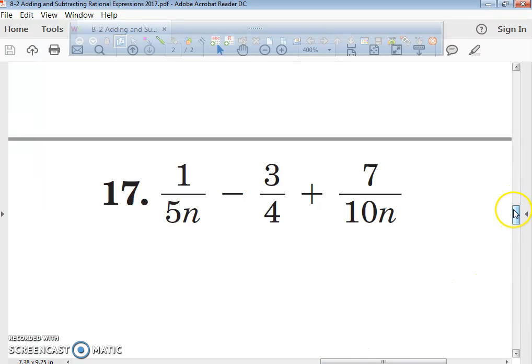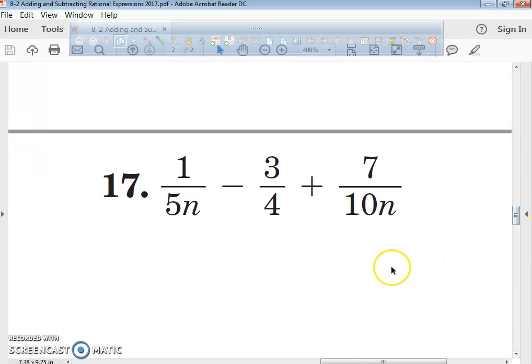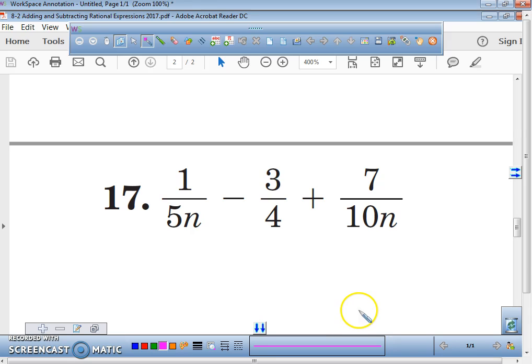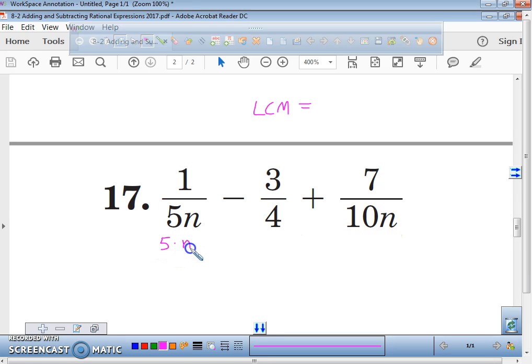All right, today we are finishing up adding and subtracting rational expressions with Chapter 8, Section 2. When you're dealing with fractions, you always have to have like denominators. So we're going to look for the least common multiple between 5n, 4, and 10 times n. Let's break it down into its factors. This is 5 times n. This is 2 times 2, also known as 2 squared. This is 2 times 5 times n.